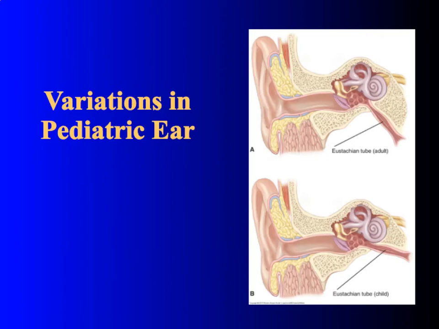Another big variation is that the normal adult eustachian tube is longer and more vertical, and in an infant it's shorter and more horizontal. That means it's much easier for fluid to back up the eustachian tube and enter the middle ear and thus cause a middle ear infection.